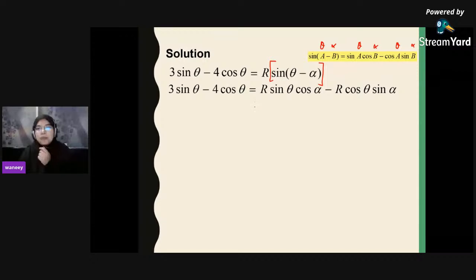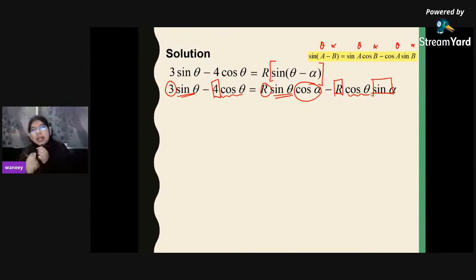And then we simply compare left hand side and right hand side. So on the left hand side we have sine theta. On the right hand side we have sine theta as well. 3 is actually equal to r cos alpha. In the meantime, we compare cos theta. So that means 4 is actually equal to r sine alpha. So we're going to have two equations over there. The first one is r cos alpha equal to 3. And another one is r sine alpha equal to 4.